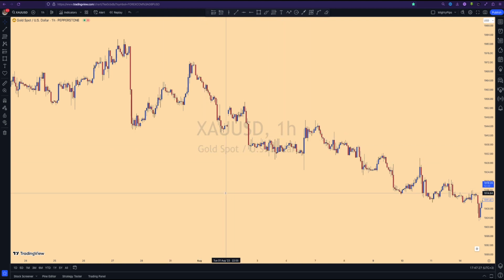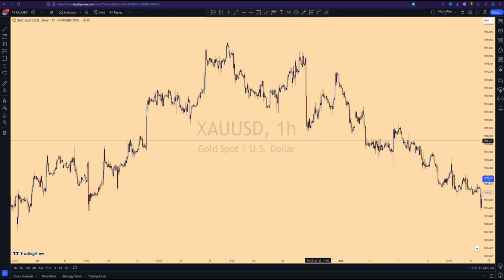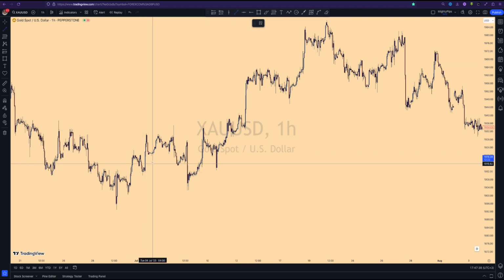Now, how do we draw market structure levels? We've understood what market structure is. Market structure is basically a break of price movement based on the sentiment within the market, either sellers to a downtrend or buyers to an uptrend.